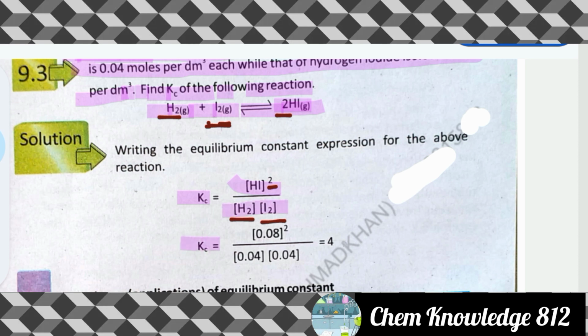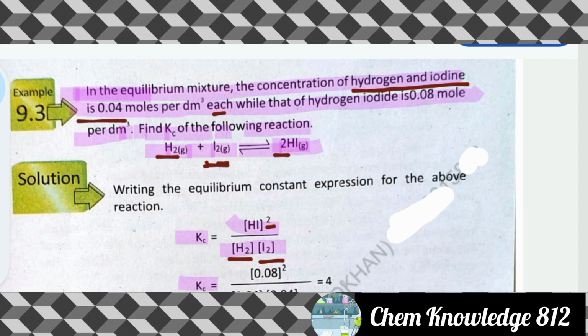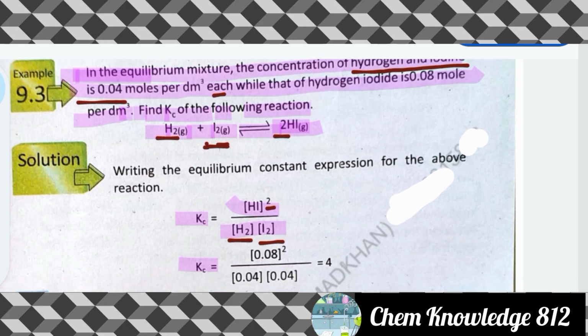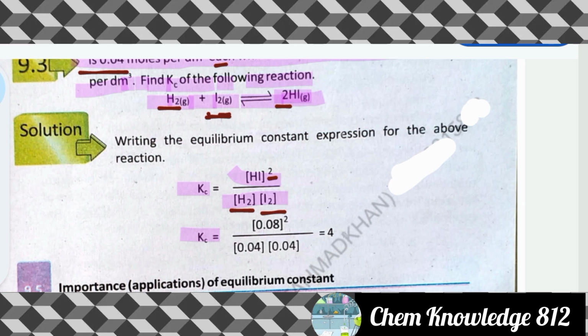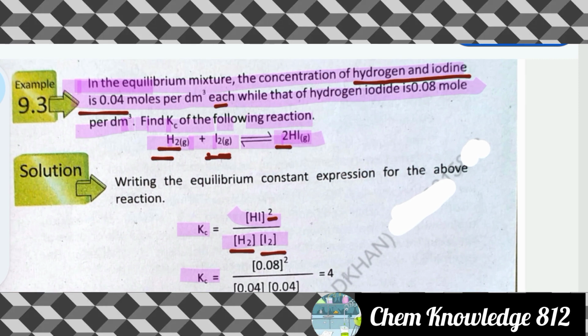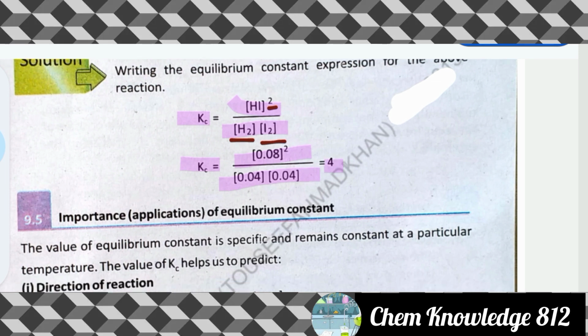So in this case, Kc will be equal to the concentration of hydrogen and iodine, which is 0.04 mole per liter each. So this concentration is 0.04. This is also 0.04, and this is 0.08. So you can put the values, say 0.08 square divided by 0.04 into 0.04. So we will get the value of 4.